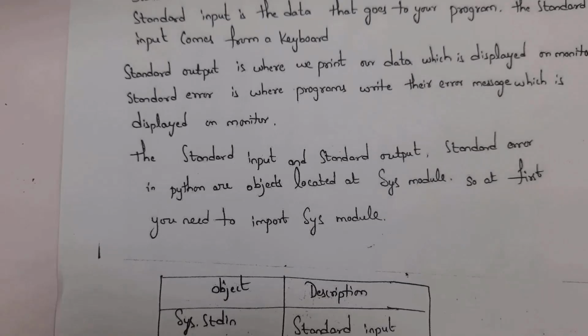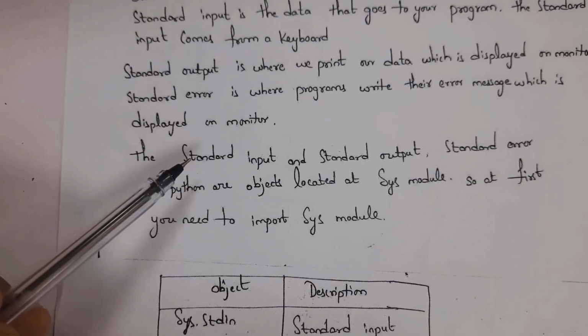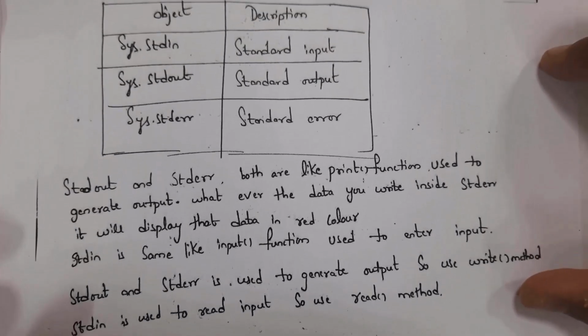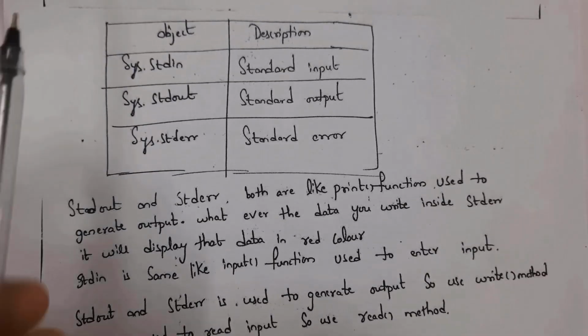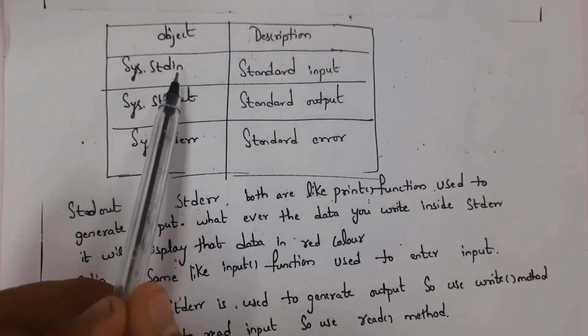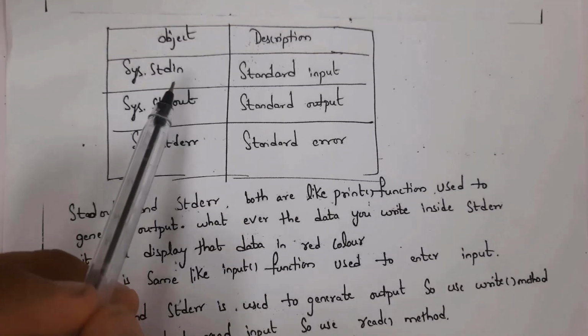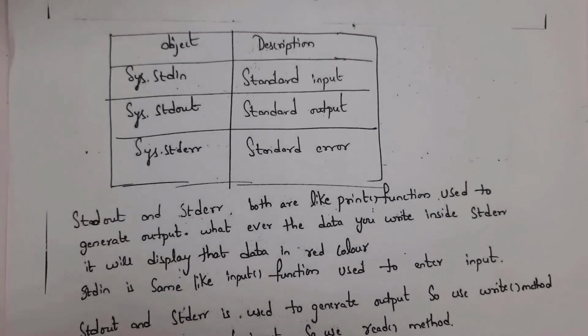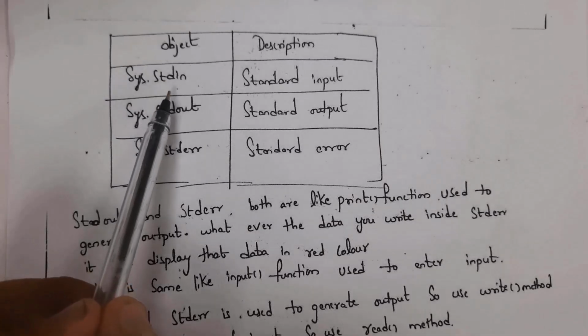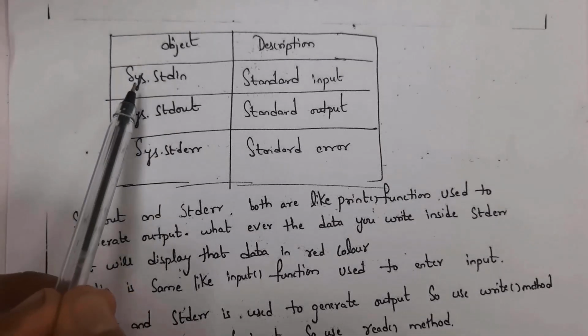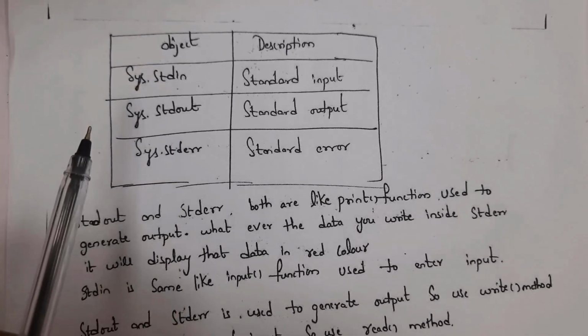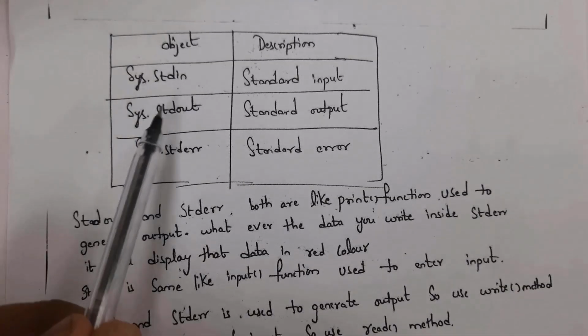The standard input, output and error are located in sys module. So in order to use these standard files, at first we need to import sys module. These are various types of objects that are present in sys module. First one is sys.stdin, that is nothing but standard input. So write here sys, that is nothing but system module, and stdin, standard input. For example, if you want to give any input, then we can use input function. So this stdin is same like input function. In order to give any input, we use sys.stdin. This stdout and stderr both are same like print function. In order to display output, we use stdout and stderr.